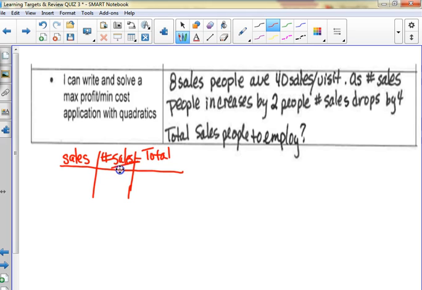This would be sales per visit. So what do you want to put in there? Right now we have 8, 40, and 320. Okay, if we did one more numerically, it says the people goes up by 2, so salespeople was this one. So if this goes up to 10, what happens to the number of sales?